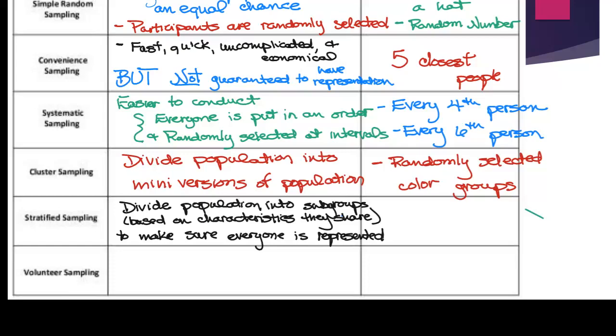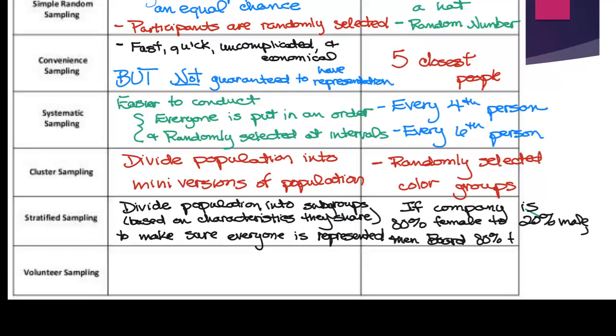An example would be if a company is 80% female to 20% male, comma, then the board should be 80% female to 20% male. Okay? That's stratified sampling.